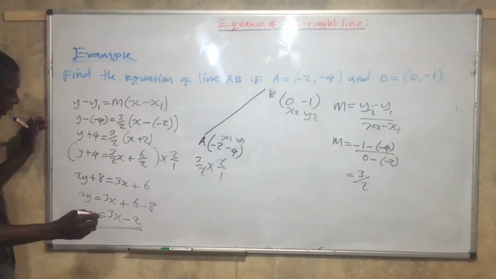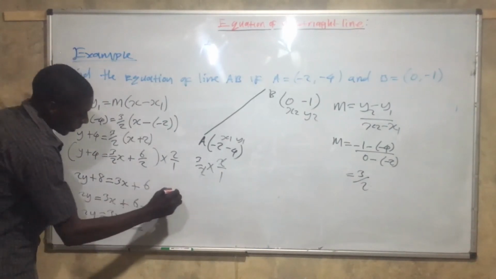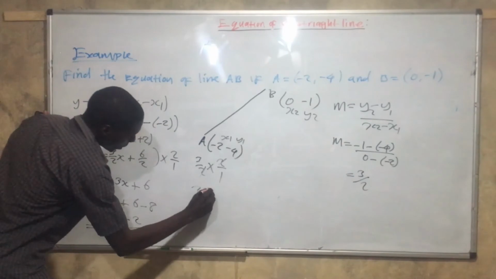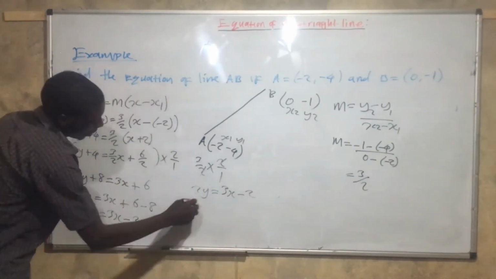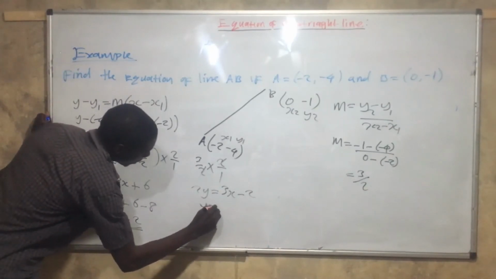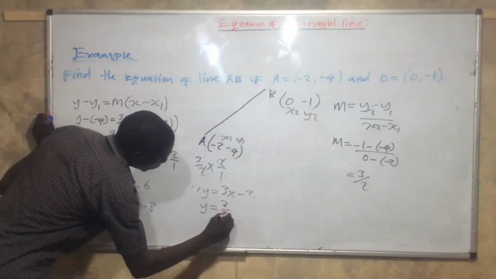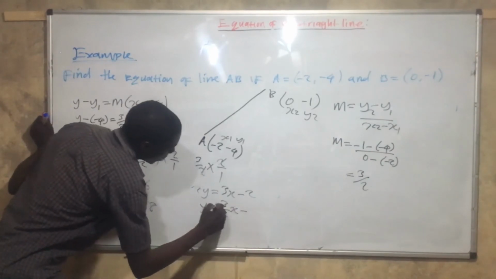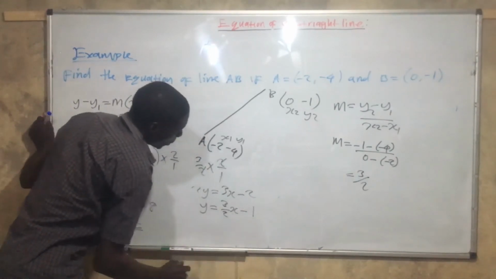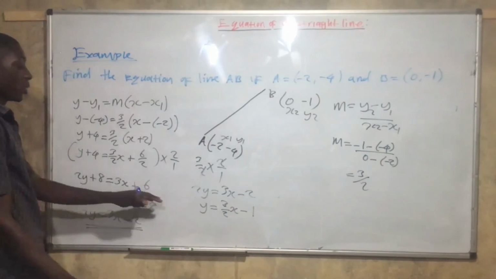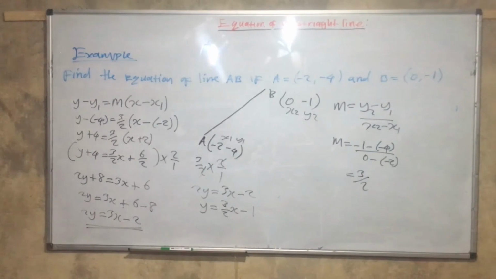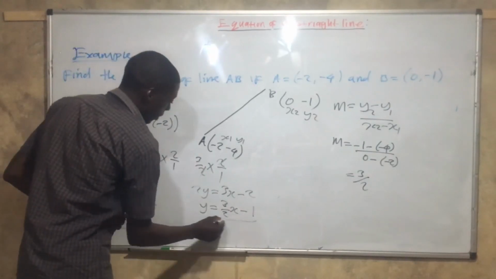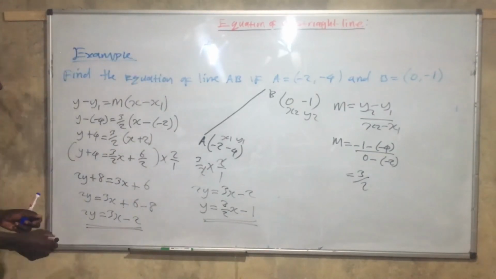This same equation, since it's 2y is equal to 3x minus 2, can be written as y is equal to 3/2 x minus 1, because we are dividing throughout by 2 to remain with y as the subject of the formula. So that is an equation of line AB.